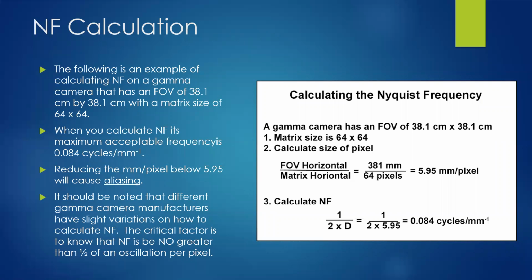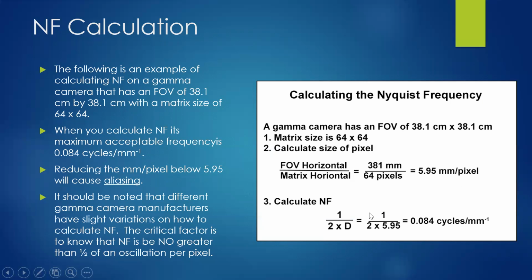Obviously, this information here with aliasing is probably non-diagnostic from an assessment standpoint. So if I were to calculate the Nyquist frequency, it might look something like this. What I've done is I've taken a 38.1 cm by 38.1 cm camera, which is its FOV, and I've done a 64 by 64 matrix. So the question is, I need to calculate the size per pixel. If I take 381 millimeters divided by 64, I come up with 5.95 millimeters per cycle, okay?